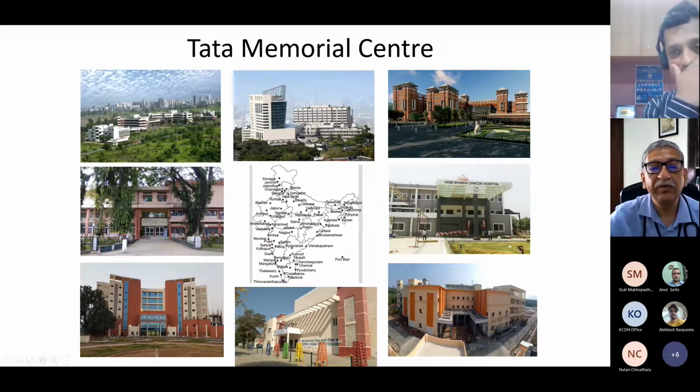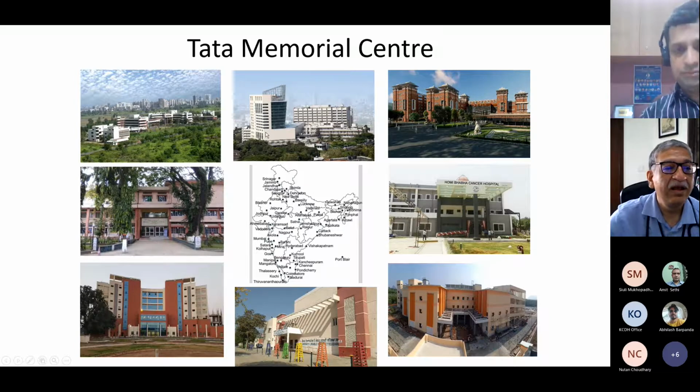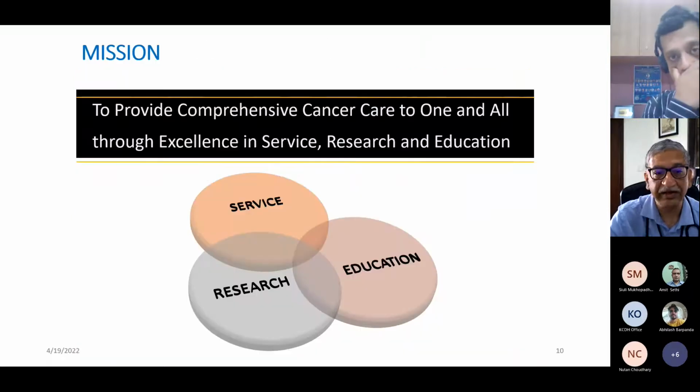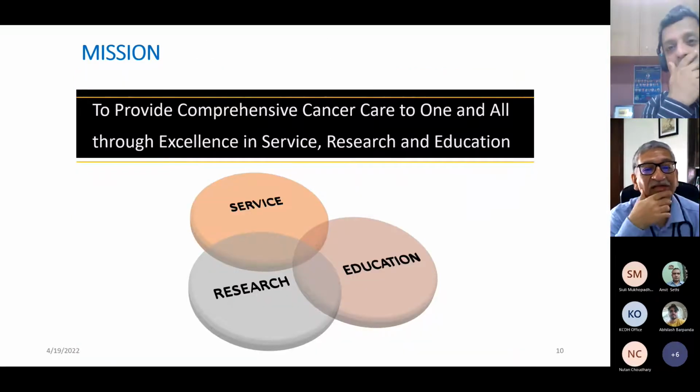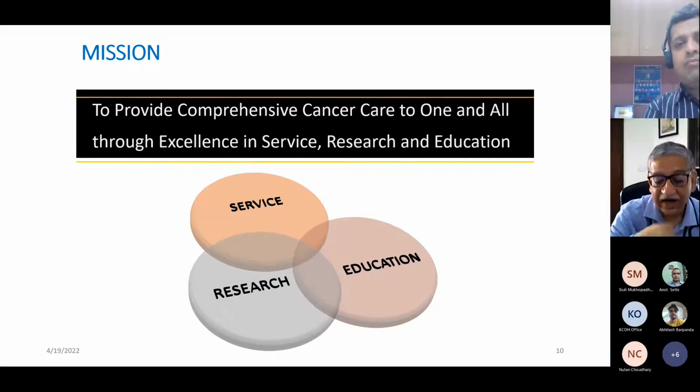And until about a couple of decades ago, this used to be only Tata Memorial Hospital in Parel. In Navi Mumbai, we have Varanasi, we have Guwahati, we have Mullapur and Sangrur in Punjab, Muzaffarpur in Bihar, and Vishakhapatnam. So we are at several locations all over India. The mission of our institution is to provide comprehensive cancer care to everyone, regardless of their ability to pay for it, through excellence in service, research and education.